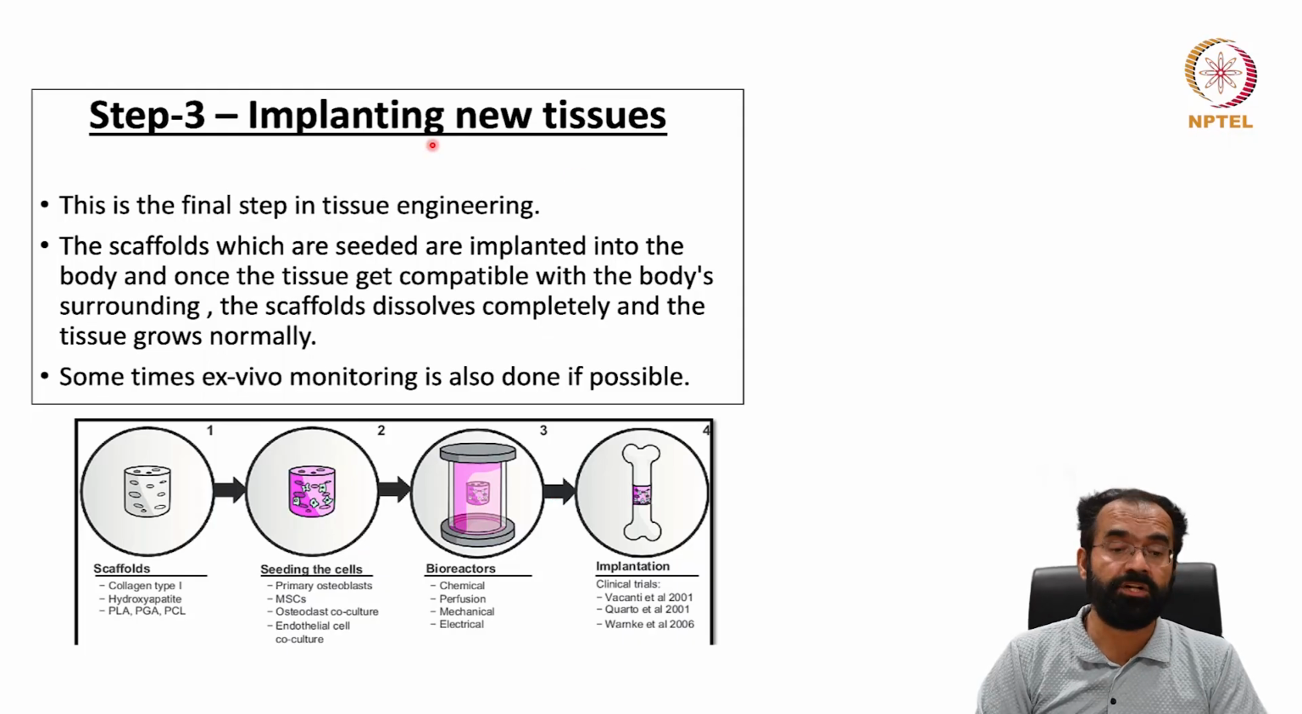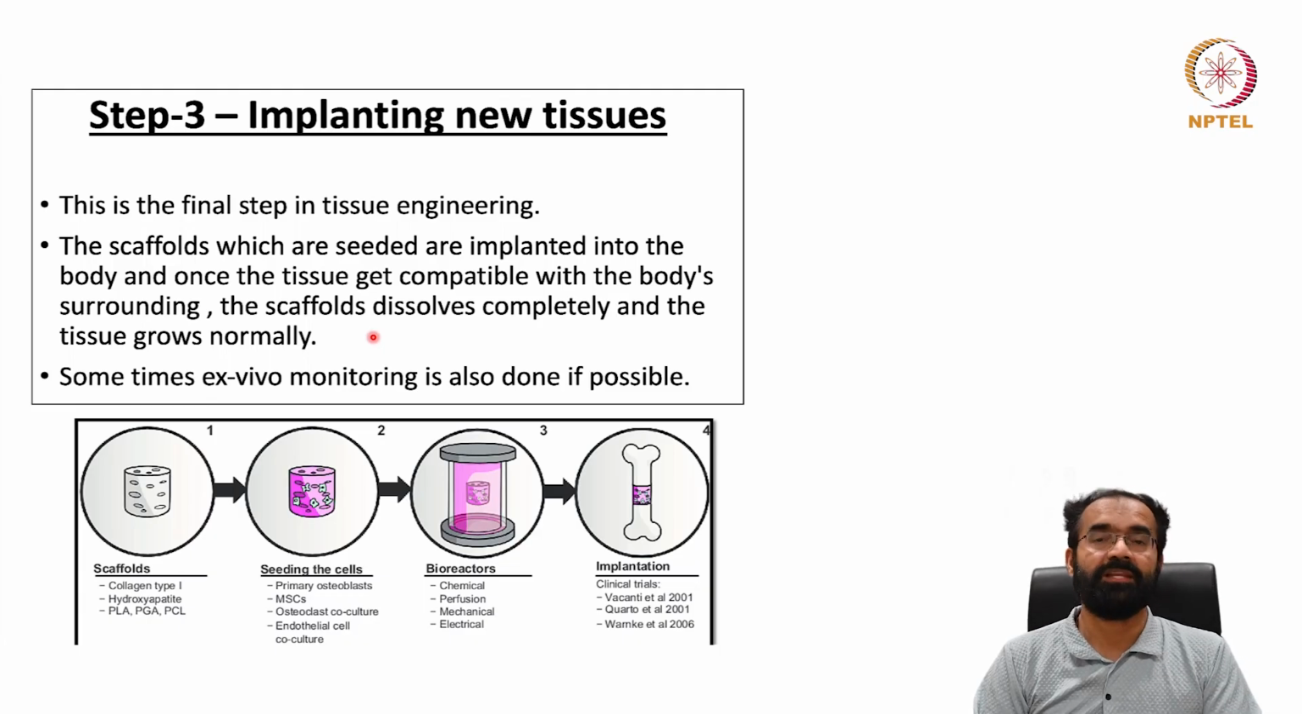And implanting new tissues on them. This is the final step in tissue engineering. The scaffolds which are seeded are implanted into the body, and once the tissue becomes compatible with the body surroundings, the scaffolds dissolve completely as the tissue grows normally. So they have to disappear. You don't want them to be there. Even if it is there, it is okay, but it should not stay forever. Eventually it should disappear. Sometimes ex vivo monitoring is also done if possible.